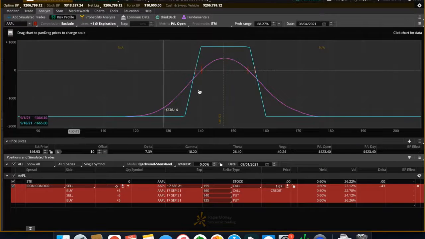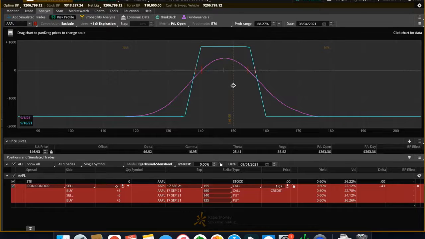You see that over here when I hover my cursor, but you also see it where my cursor's at. We'd be up $400. And wherever this dotted price slice is also reflected right here numerically. So if price stayed at 146, on the date forward of September 1st, this is what my Greeks would be, my delta, my gamma, my theta, my vega, and this is what my P&L would be.